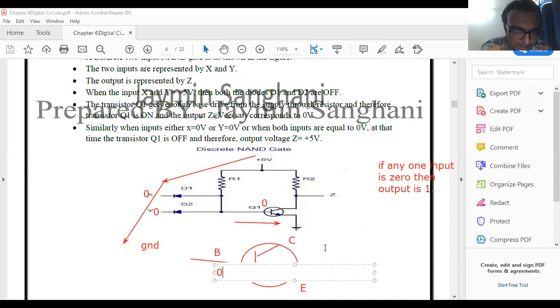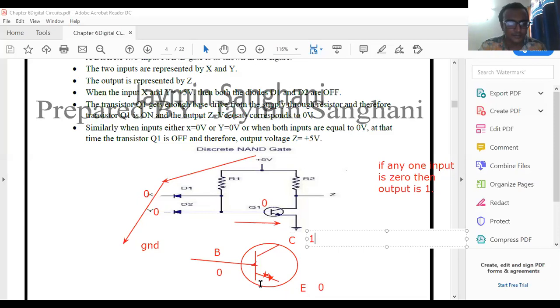If we apply 0 voltage at the base terminal, here we get 0 volt, and here we get 1 volt. See this. Why 0 here? Because the base-emitter junction is connected in forward bias. So 0 volt means what? Low voltage. 0 is equal to low voltage. And here also we get low voltage, but here the voltage is high.